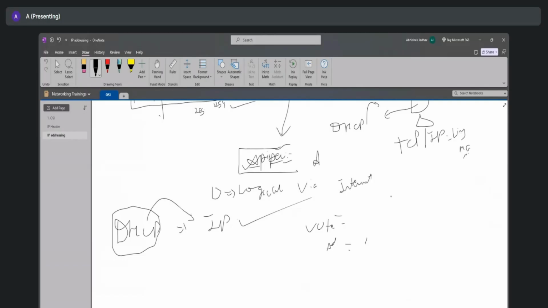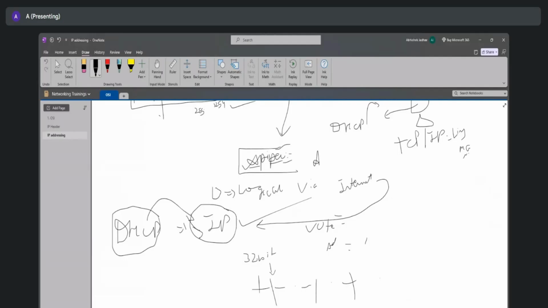And that logical addressing is called an IP address, which is nothing but the 32-bit format, which is denoted in dotted decimal format into octets. So each octet, right? Each number is an octet. Okay, so that is what DHCP does. Its job is to provide you an IP address.